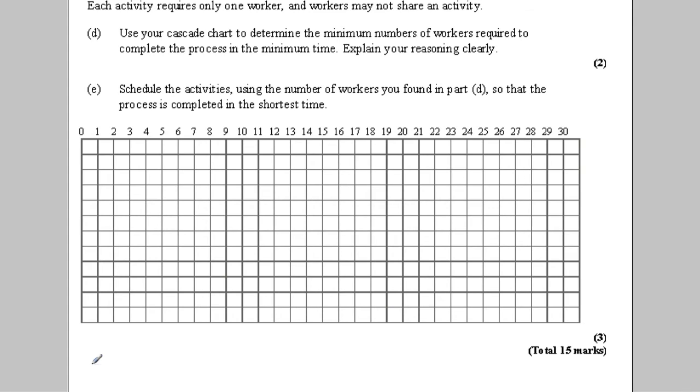Lastly, it says each activity requires only one worker and workers may not share an activity. Use your cascade or Gantt chart to determine the minimum number of workers required to complete the process in the minimum time.